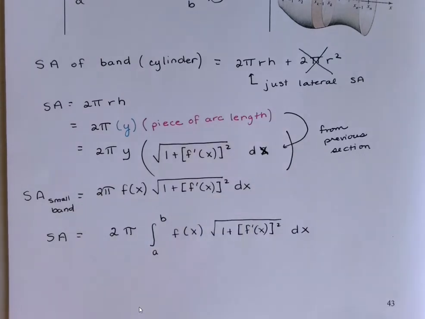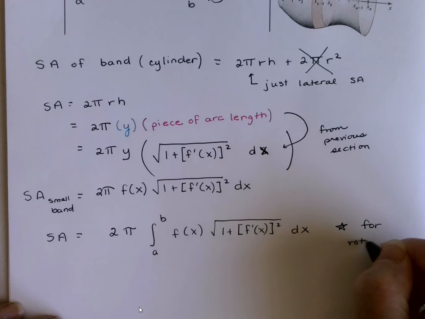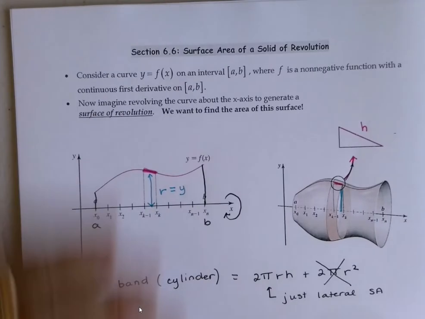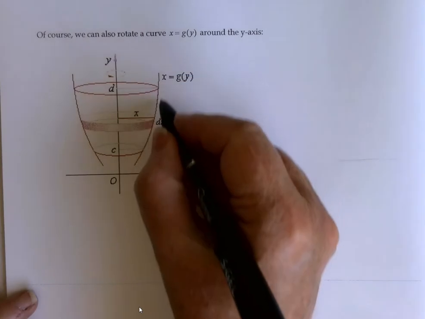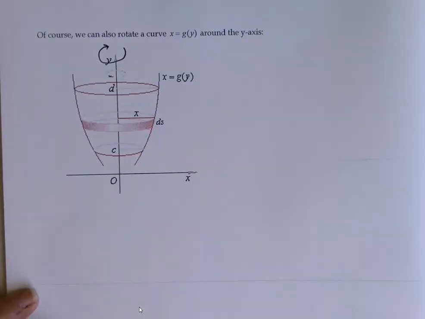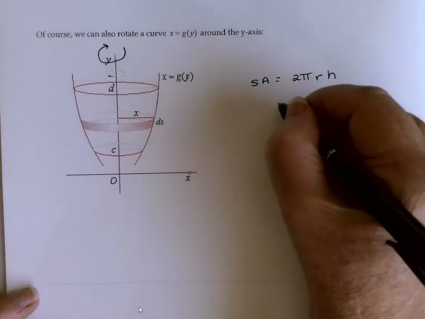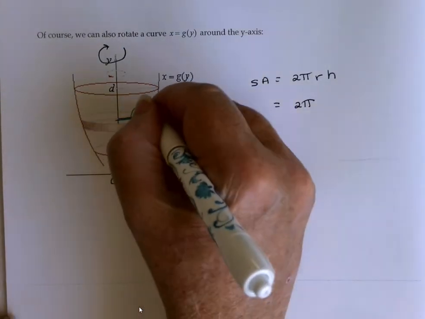Now, everything that we've done here has been very specific to rotating this around the x-axis. So this specifically works for rotating around the x-axis. If I want to rotate around the y-axis, let's take a quick look at the next page. Here we have a function x equals g of y, and we're rotating around the y-axis. I'm still going to use the surface area formula, 2 pi rh. But this time, notice this radius here is going to be x.